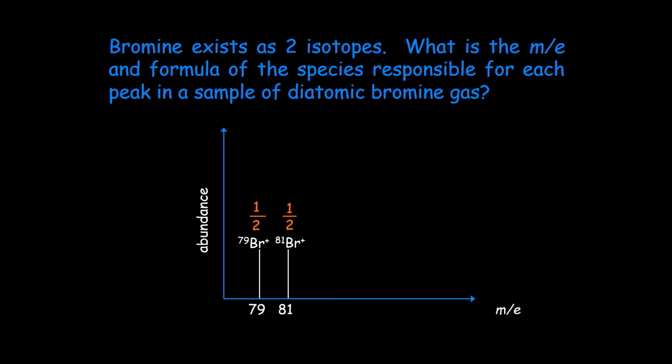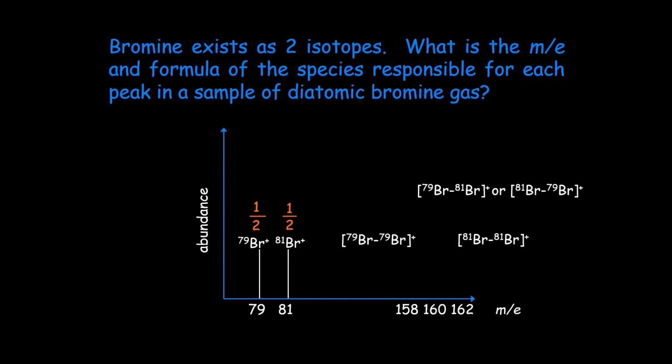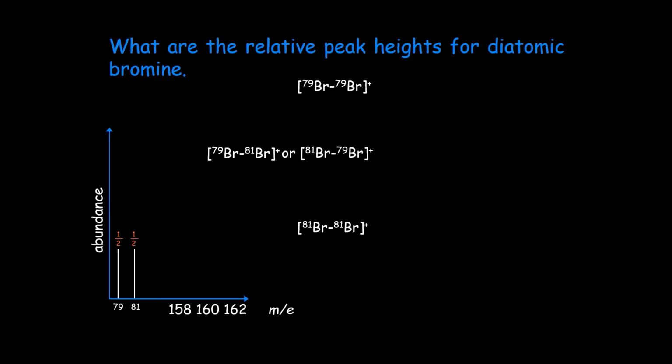Now the mass to charge ratio for the diatomic bromine gas, based on the fact that we've got two isotopes, Br-79+ and Br-81+, is going to be 158, which is the 79-79. We're going to have the 160, which is the 79-81+, or the 81-79+, and we've got 162, which is the 81-81+. So the relative peak heights for the diatomic bromine.